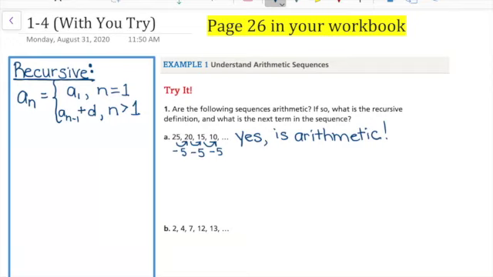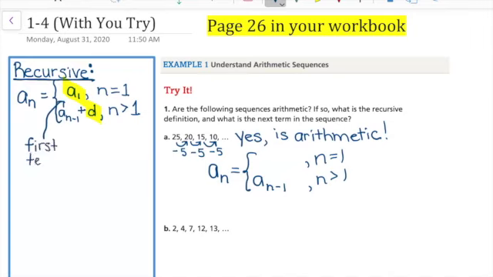Okay? To write the recursive, there's only two things that are going to change. It's the two that I just highlighted on the side there. The recursive definition otherwise will be the exact same for the rest of it. So see how I wrote everything else the same? A sub 1 means the first term. So what is the first term in this pattern? Oh, that's 25.